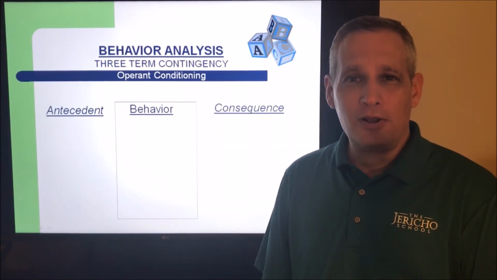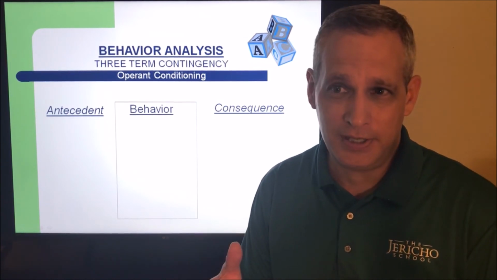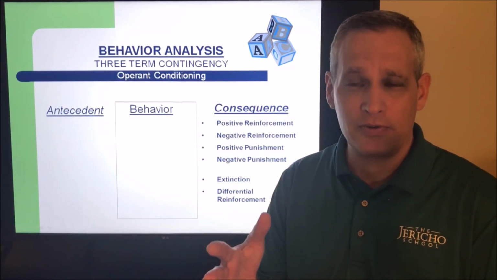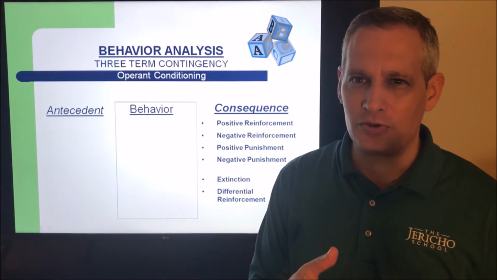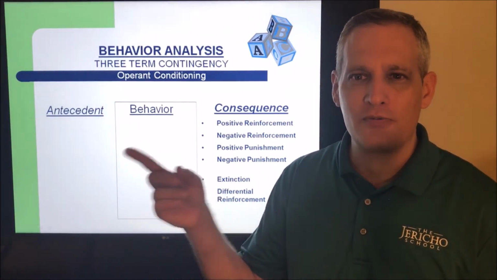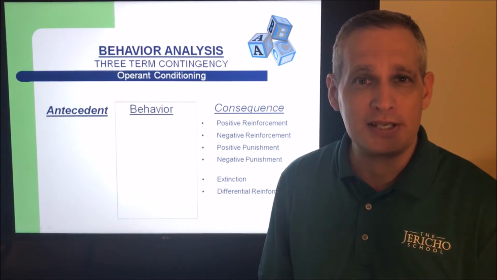So that completes our look at consequences here in the three-term contingency, where we looked at positive reinforcement, positive punishment, and negative punishment. We also talked about extinction and differential reinforcement. In the next video, we're going to head over to antecedents, and we're going to look at stimulus control.